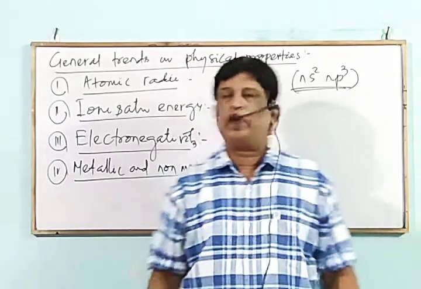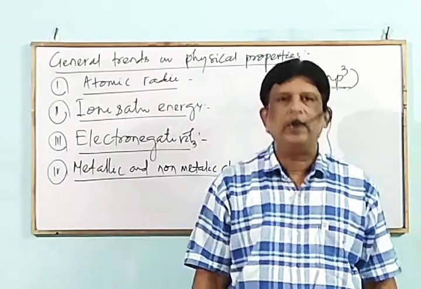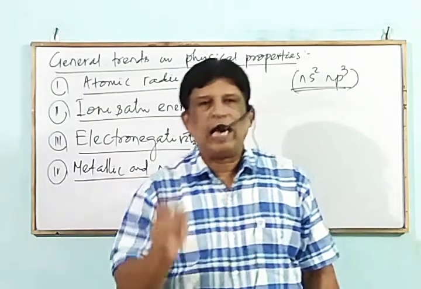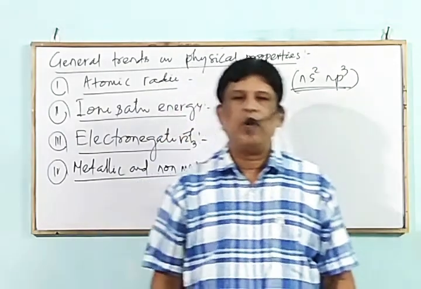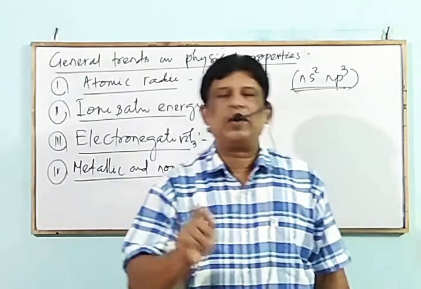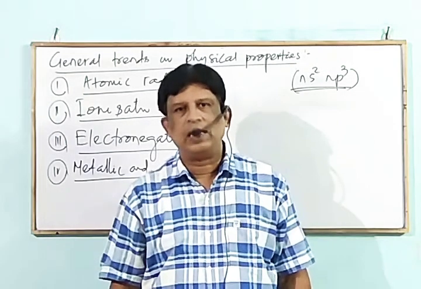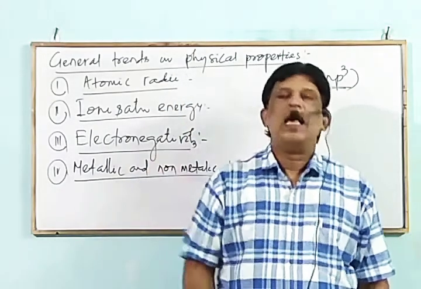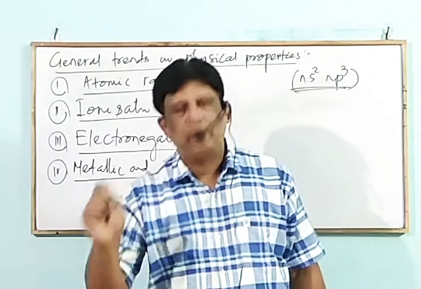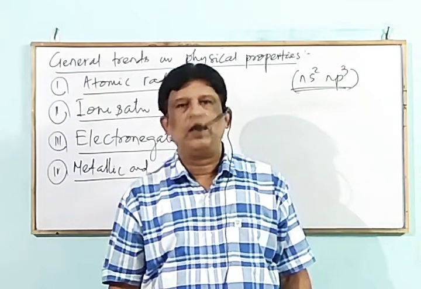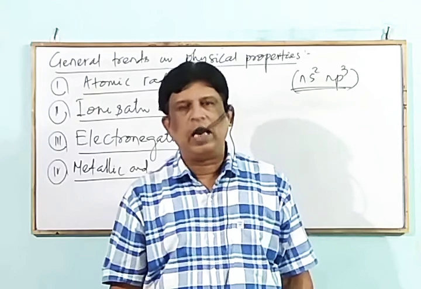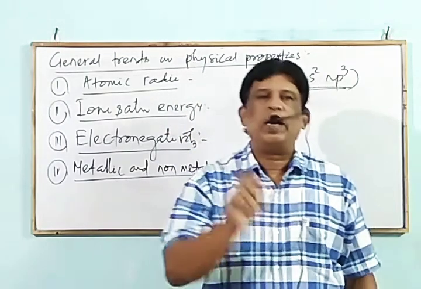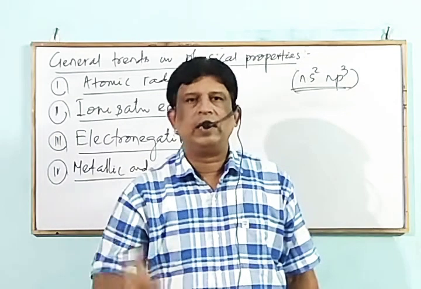If we look at the various members of this family, then it is clear that metallic character gradually increases while non-metallic character gradually decreases. For example, nitrogen and phosphorus are non-metals, arsenic and antimony are metalloids, while bismuth is a typical metal. So metallic character gradually increases and non-metallic character gradually decreases.